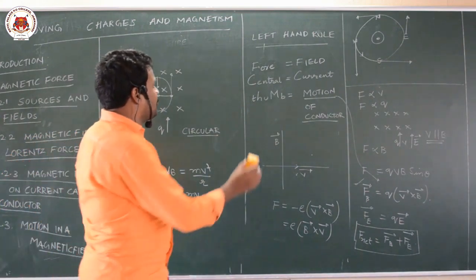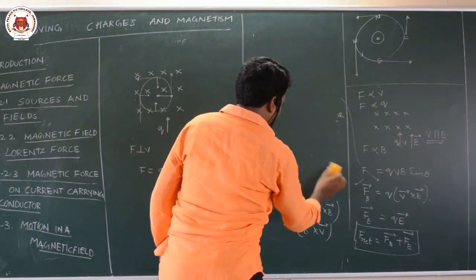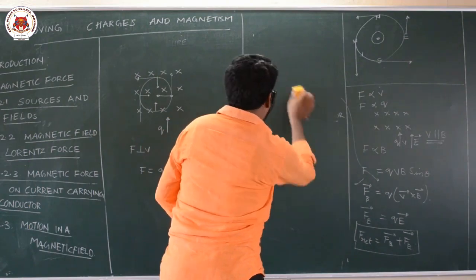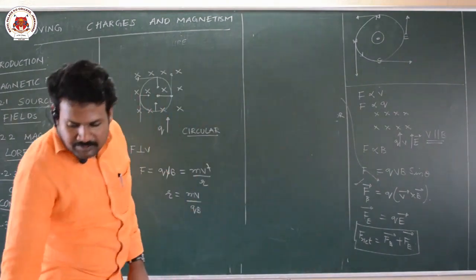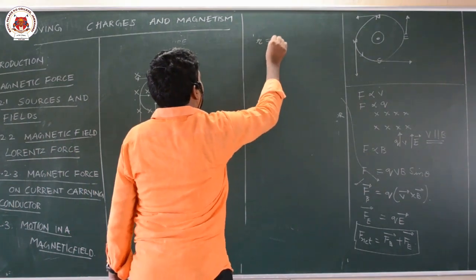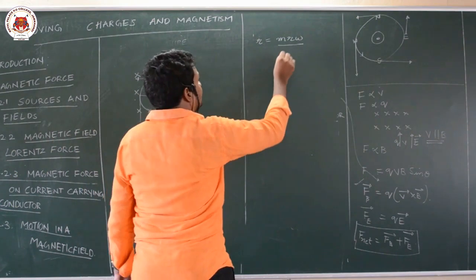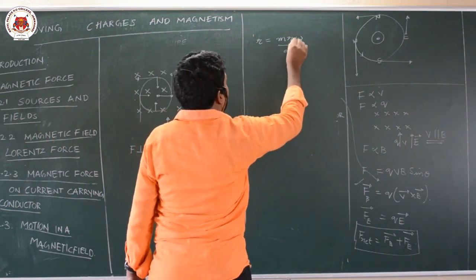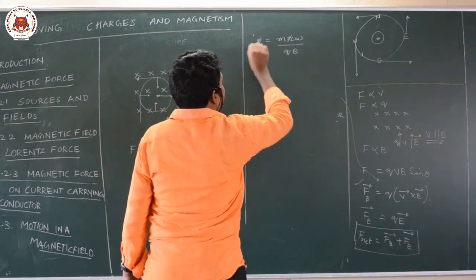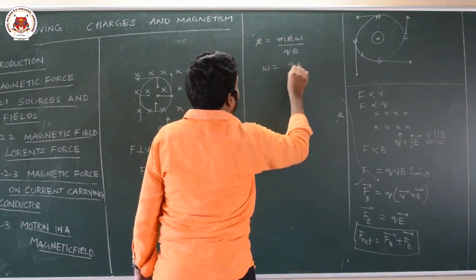Again, v is equal to r omega. If you write v is equal to r omega, then we can calculate omega from that. If you write r is equal to m into r omega by qb, r and r will get cancelled. Omega is equal to qb by m.